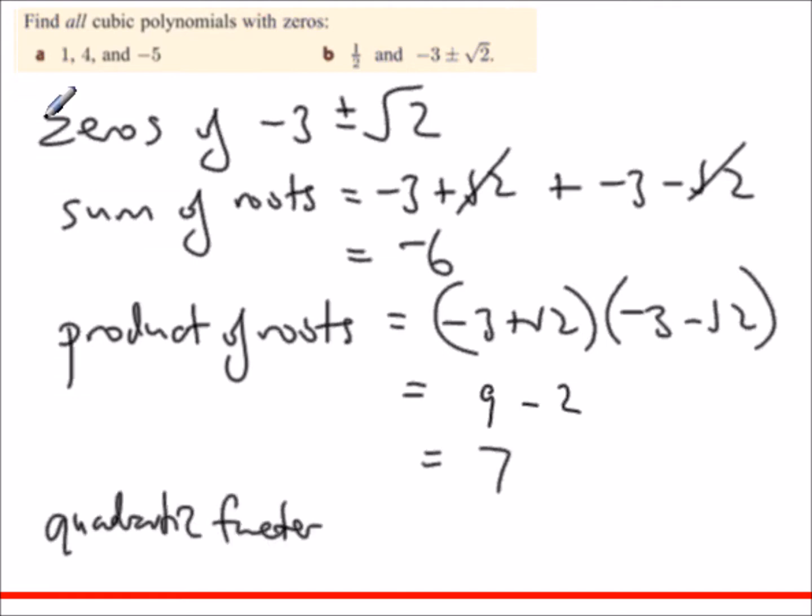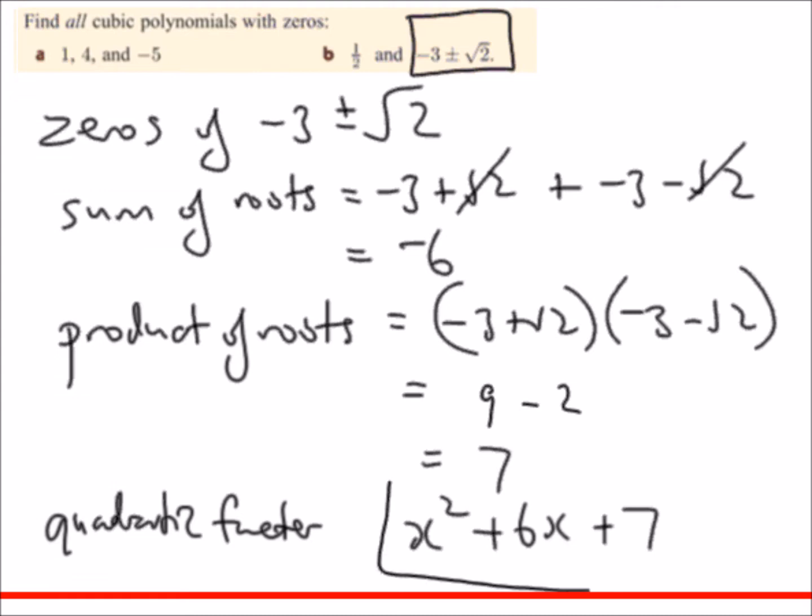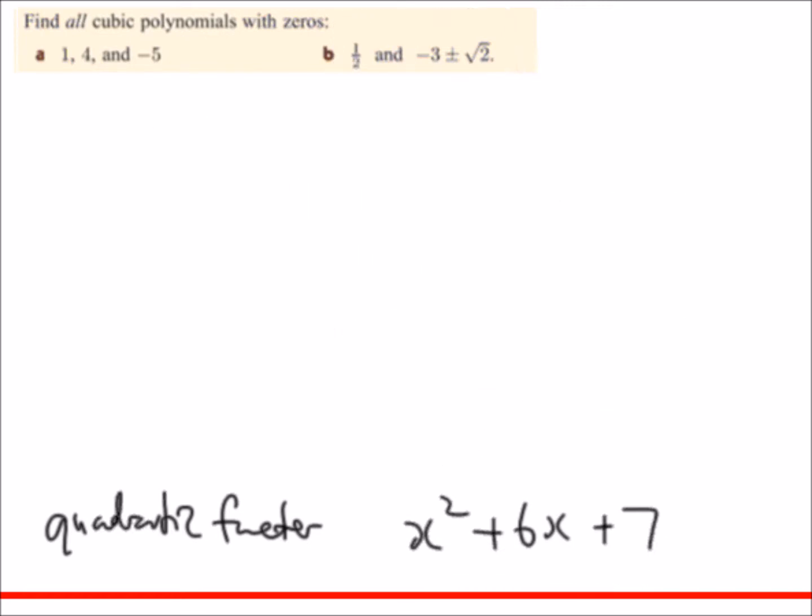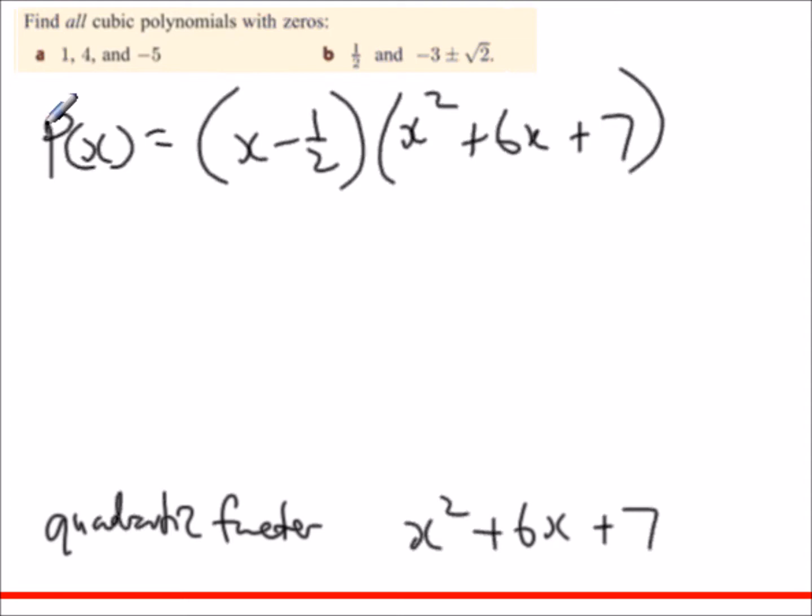And therefore we know a quadratic factor will be x squared take the sum, so plus 6x, and then plus the product. So this pair of zeros come from this quadratic factor here. And we get the x take a half for that first 0. So we can write our cubic polynomial, p of x is x take a half multiplied by the quadratic factor. And once again, multiples of a for all quadratics, where a not equal to 0.